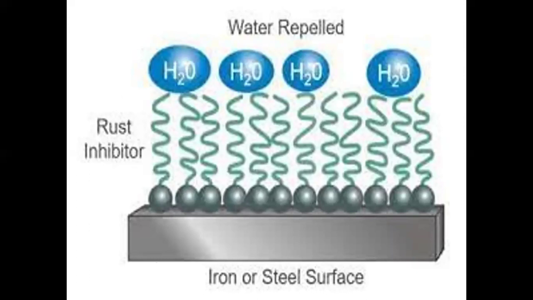Just to have a clearer picture of what detergency is, we can also see here the iron or steel surface, and the water is being repelled by this particular rust inhibitor. Therefore, the surface will no longer be afflicted by any damage or deposits caused by our operation.